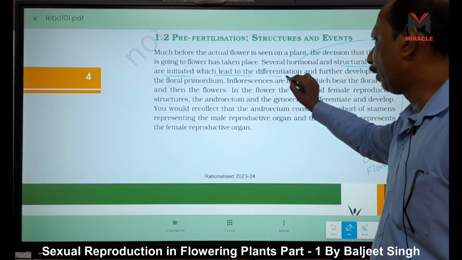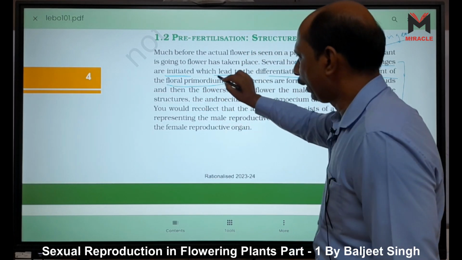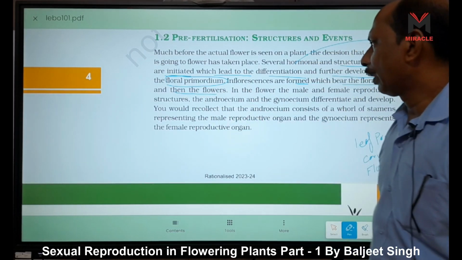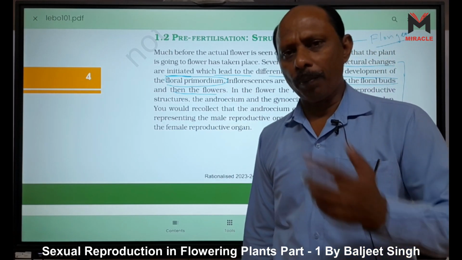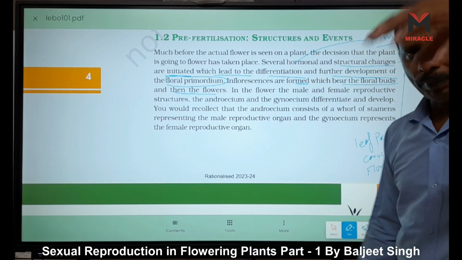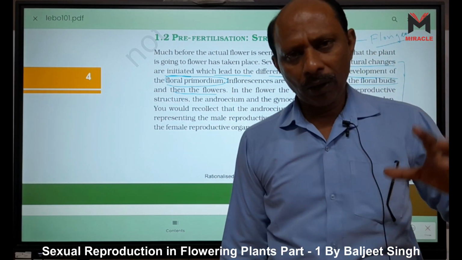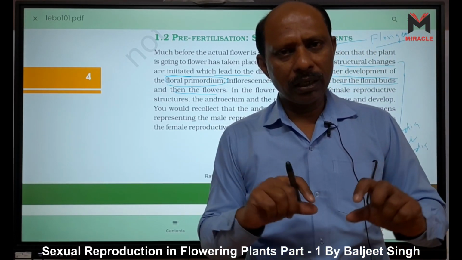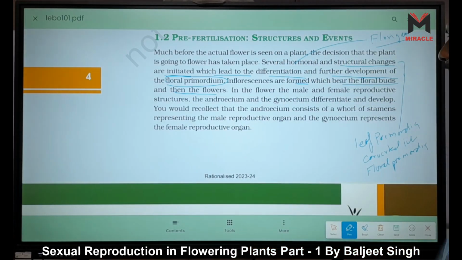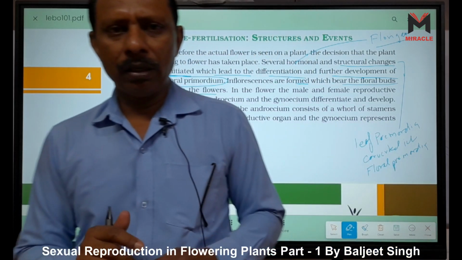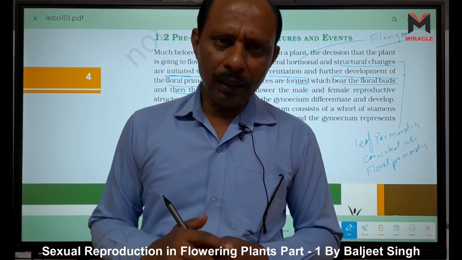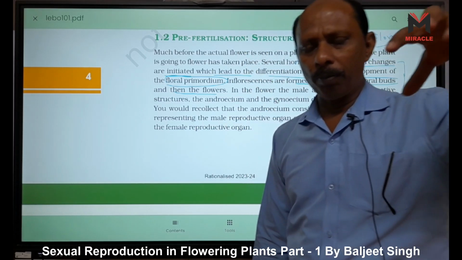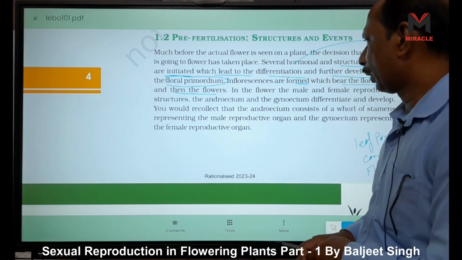These changes lead to the differentiation and further development of floral primordium. That is what I said, right? Inflorescences are formed which bear the floral buds and then flowers. Inflorescences may be cymose or racemose, right? If cymose is formed, the apical, terminal part of the stem is converted into a flower. And if racemose, that means lateral nodes develop into a flower, right? In cymose, the terminal part of the stem is converted into floral primordium and develops into a flower.